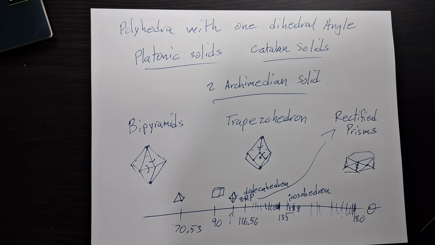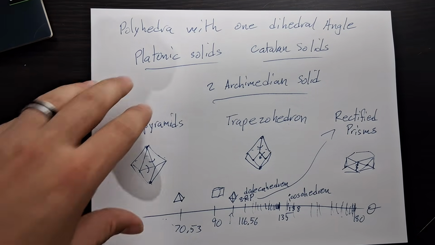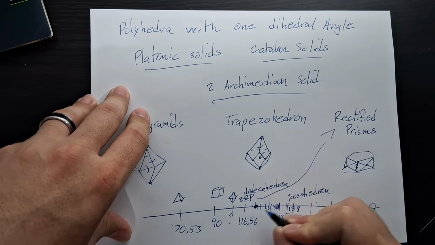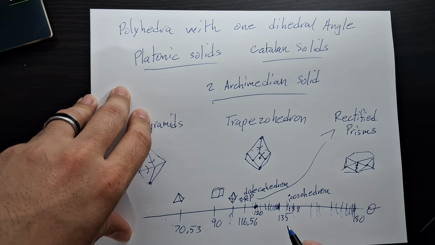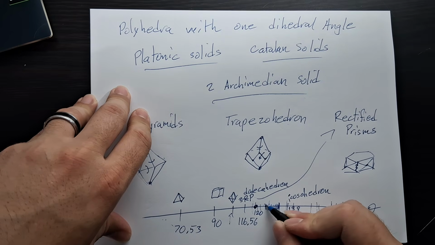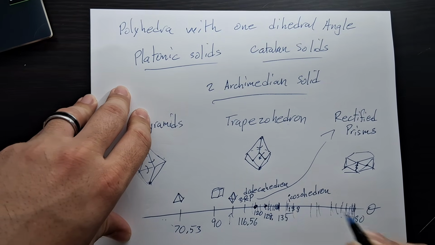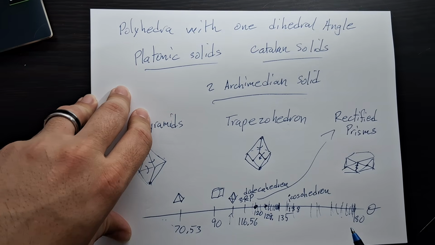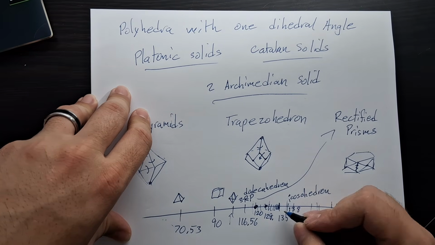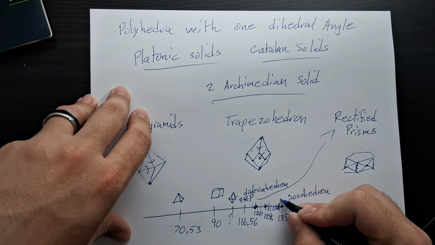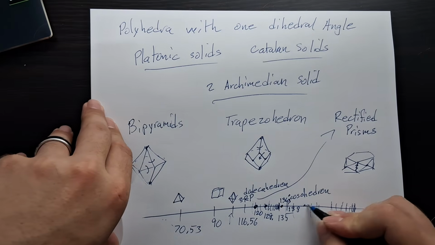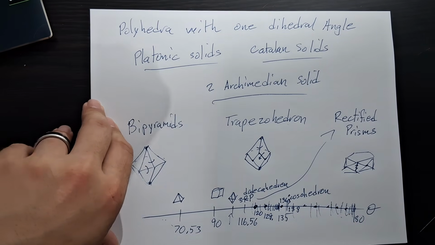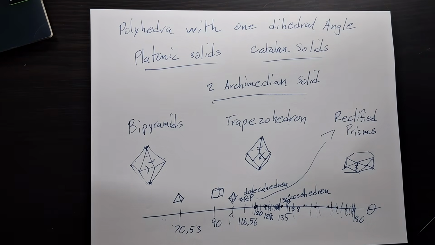If you go through the Catalan solids, the rhombic dodecahedron starts at 120. So we have 120 here with the rhombic dodecahedron. The triakis tetrahedron is 129 point something. The pentagonal icosahedron, already we've blown past 135 with 136.3. But our Catalan solids are scattered through here, and we'll have other solids as well, like the two Archimedean solids, they're here as well.